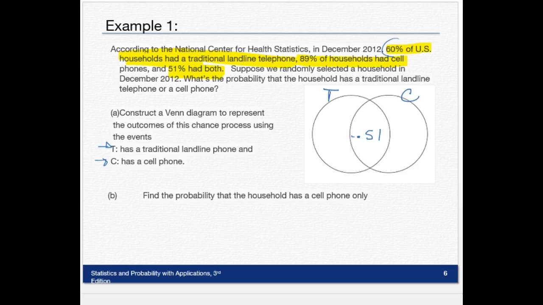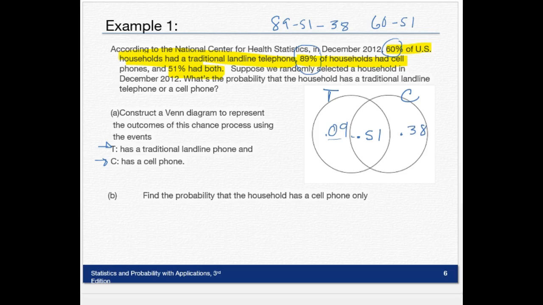Now, okay, I take that 60 and I'm going to subtract the 51 because I don't want to count it twice. When I subtract it, I get 9 left, and that's 0.09. And then it says 89% of households had cell phones. Well, I don't want to count that 51 twice, so I take 89 minus 51, and I get 38. So this is going to be 0.38.